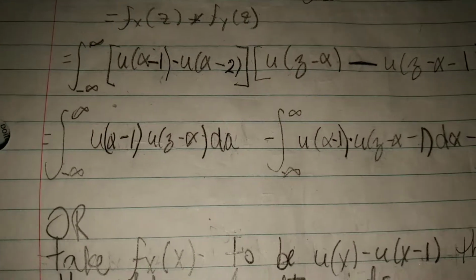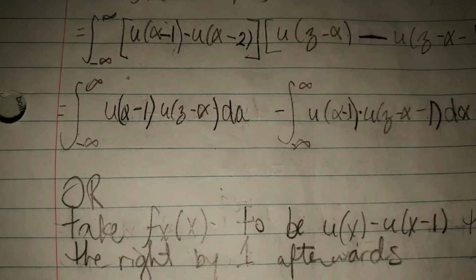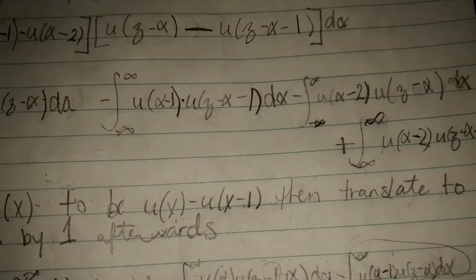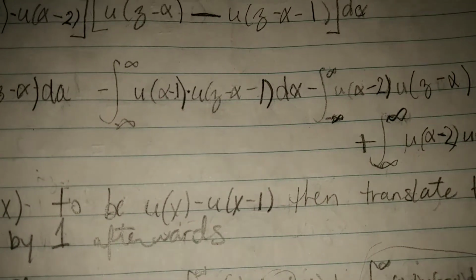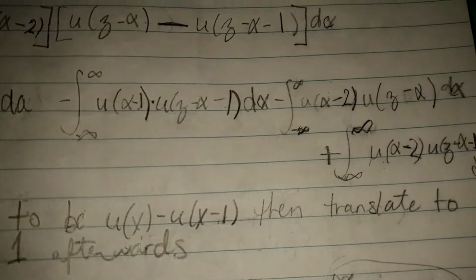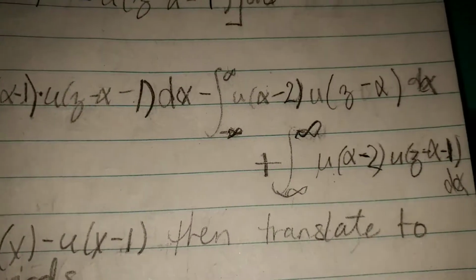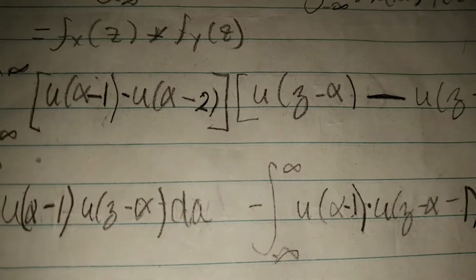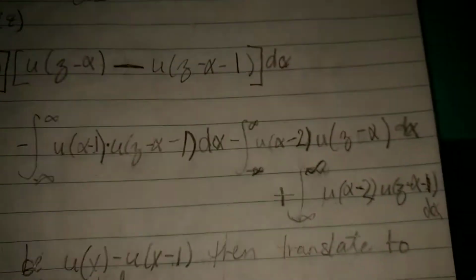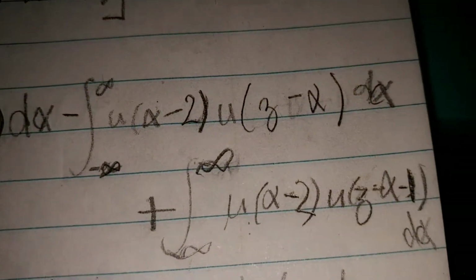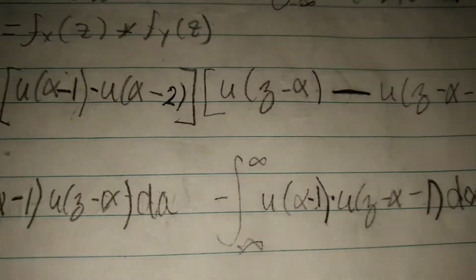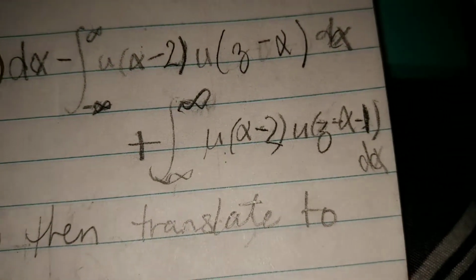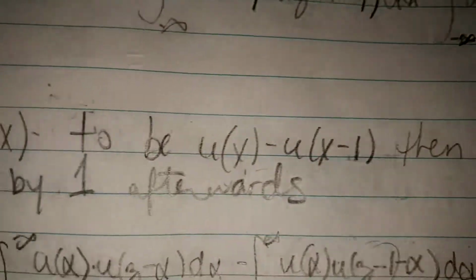And so essentially you just FOIL it, so then you have u of alpha minus 1 times u of z minus alpha d alpha, minus u of alpha minus 1 times u of z minus alpha minus 1 d alpha, and then again minus u of alpha minus 2 times u of z minus alpha, and then for the last two, they're both negative, so you end up adding the last integral, which is u of alpha minus 2 multiplied by u of z minus alpha minus 1 d alpha.